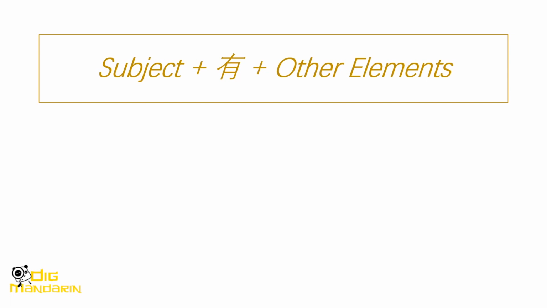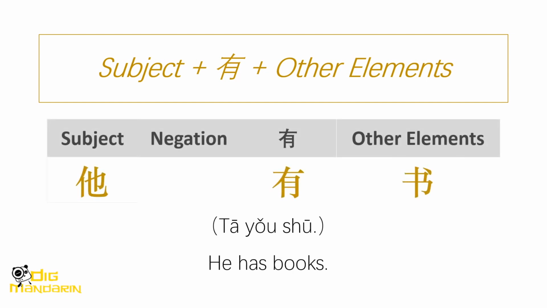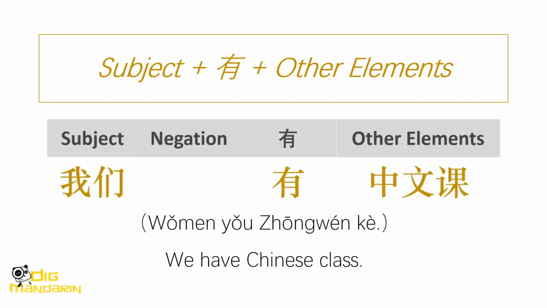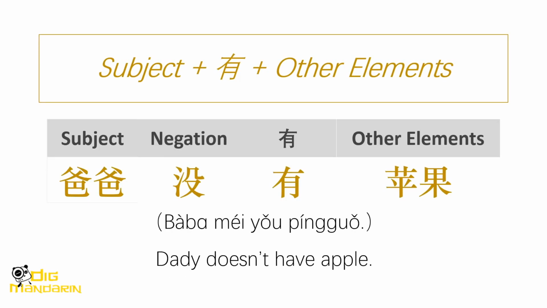Example 1. 他有书 He has books. Example 2. 我们有中文课 We have Chinese class. Example 3. 爸爸没有苹果 Daddy doesn't have apples.